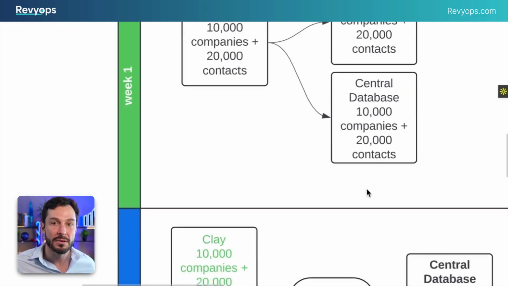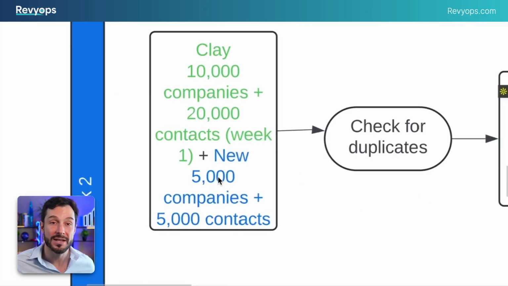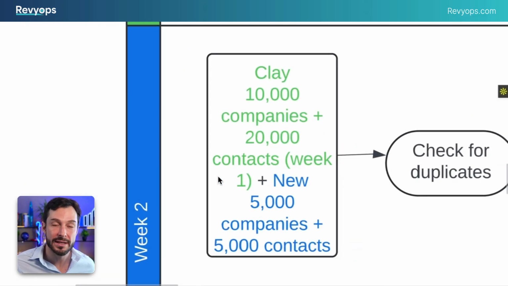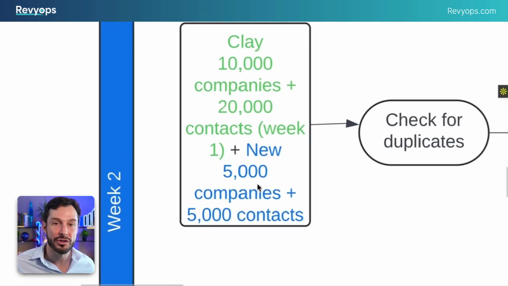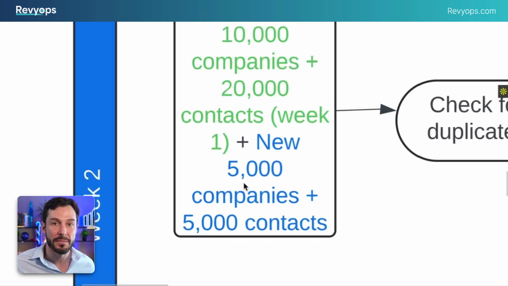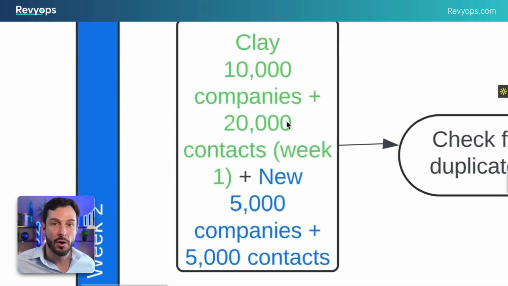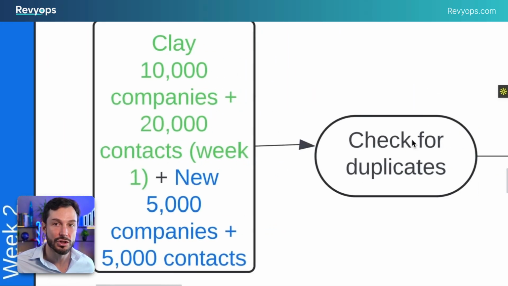Easy, right? The problem is that then comes week two. So now you're doing a separate campaign. You're about to pull more leads. You're about to pull more contacts. So you go back out to the web. You go back to Apify. You pull up Apollo and you scrape another 5,000 companies and say some more contacts. Now you've already pulled the 10,000 companies and the 20,000 contacts. So the question is, did you pull duplicates?